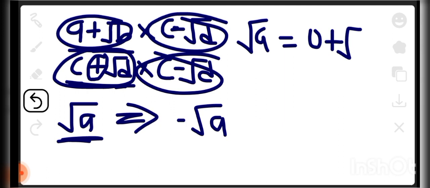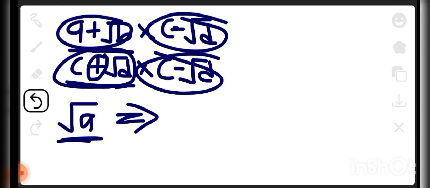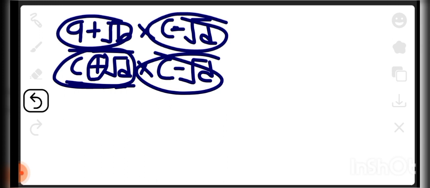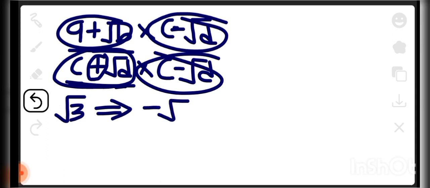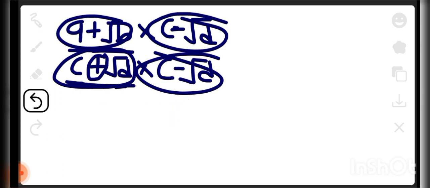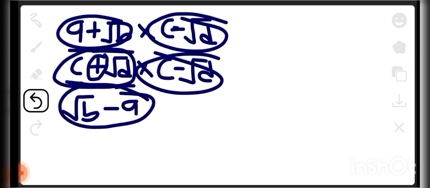So if they ask you, what is the conjugate of, let's see, root 3? The conjugate will be what? Minus root 3. Simple as ABCD. Then what about if they ask something like this? What is the conjugate of root B plus A, or root B minus A? What is the conjugate of this?